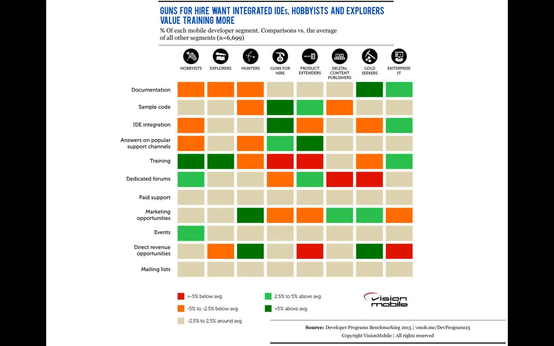Direct revenue opportunities, no great surprises there. Enterprise IT aren't interested in it. Gold seekers are directly most interested in it. And of course, direct revenue opportunities, what we're talking about there is things like the App Store, which is available for Android and iOS and so on the mobile platforms. And it's becoming more popular. We now see it on the desktop, and it's extending. So we can see a little bit about which segments value different areas.